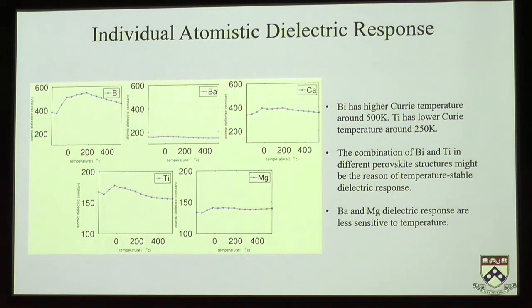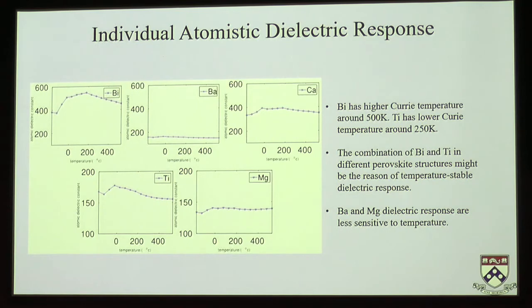So we project the dielectric response onto each element here. As you can see here, the bismuths have a high QE temperature around 200 Celsius degree. And the barium atom is nearly pure and insensitive to the temperature. And the calcium atom has a 0 Celsius QE temperature. For B-side atoms, the titanium atom has around 50 Celsius degree QE temperature. And the magnesium atom is also insensitive to temperature here.